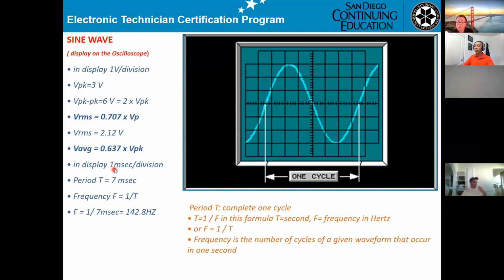So on this one here, they say the display is 1 millisecond per division. Then you have to count from here to here. How many divisions? 1, 2, 3, 4, 5, 6, and a half means 7. 7 times 1, that means you get 7 milliseconds.